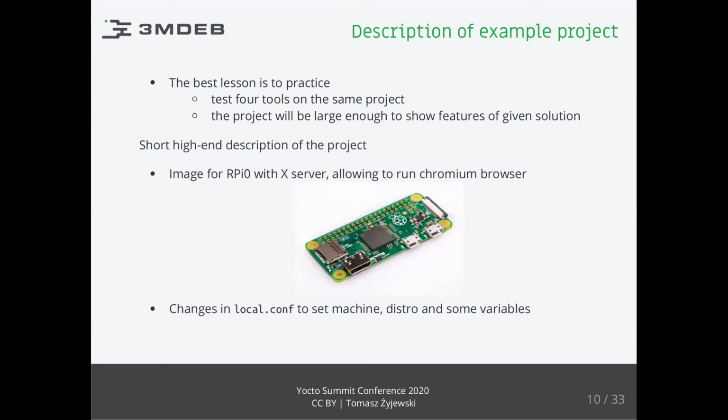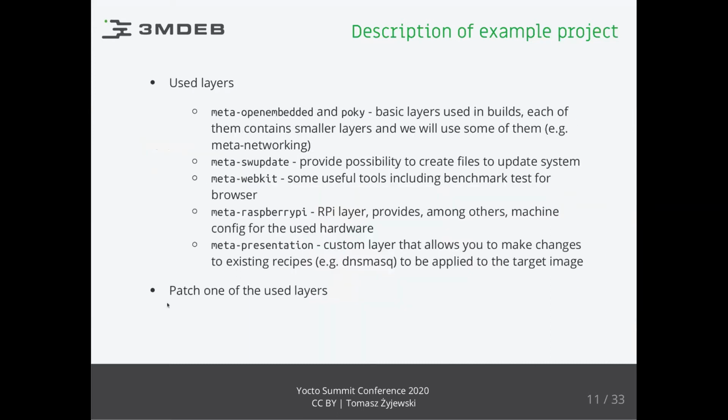In the project, I will use Raspberry Pi Zero, on which I will run X11 server, allowing the use of the Chrome browser. Due to its low price and good Yocto support, the Raspberry Pi is a good hardware for learning and getting to know the Yocto. We will also make some changes in the build configuration files to set custom distro, machine, and some variables.